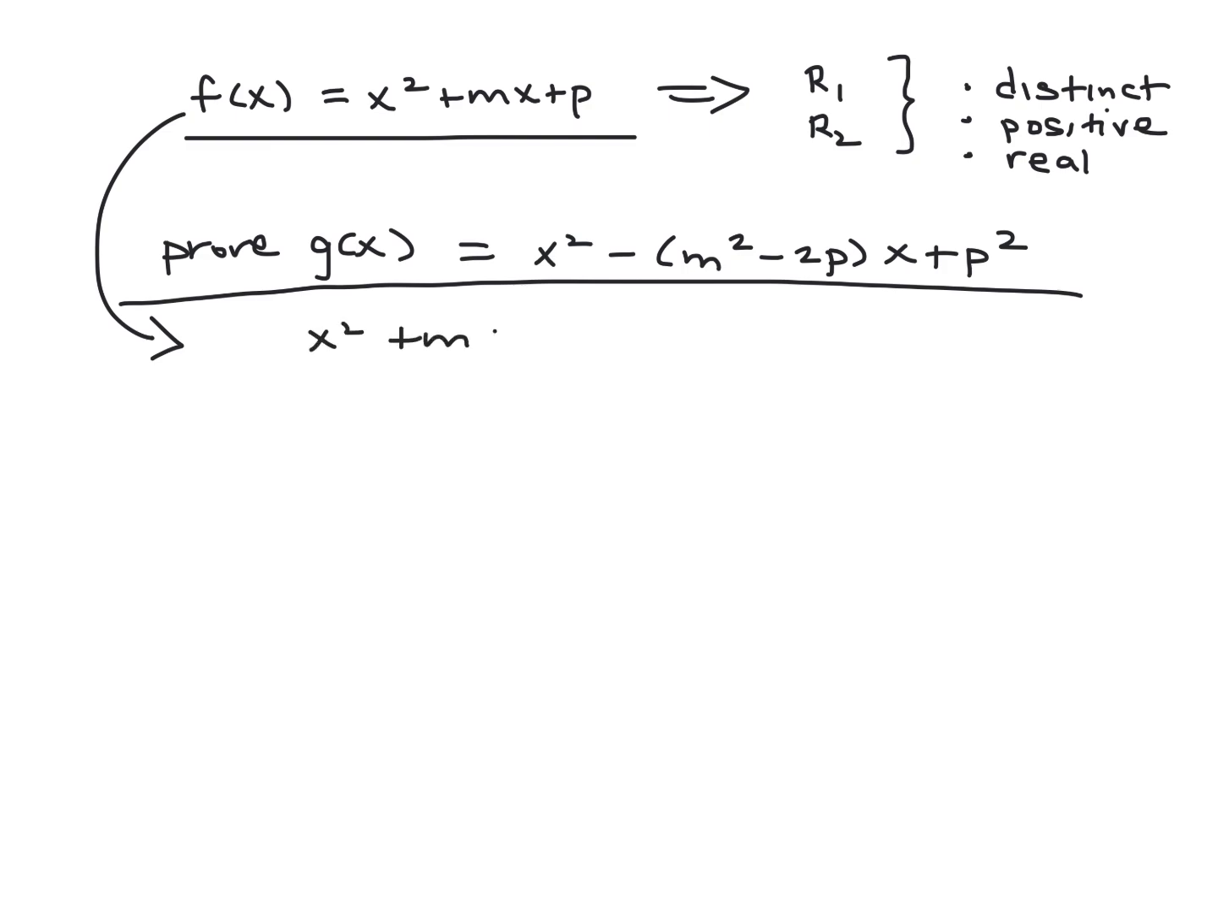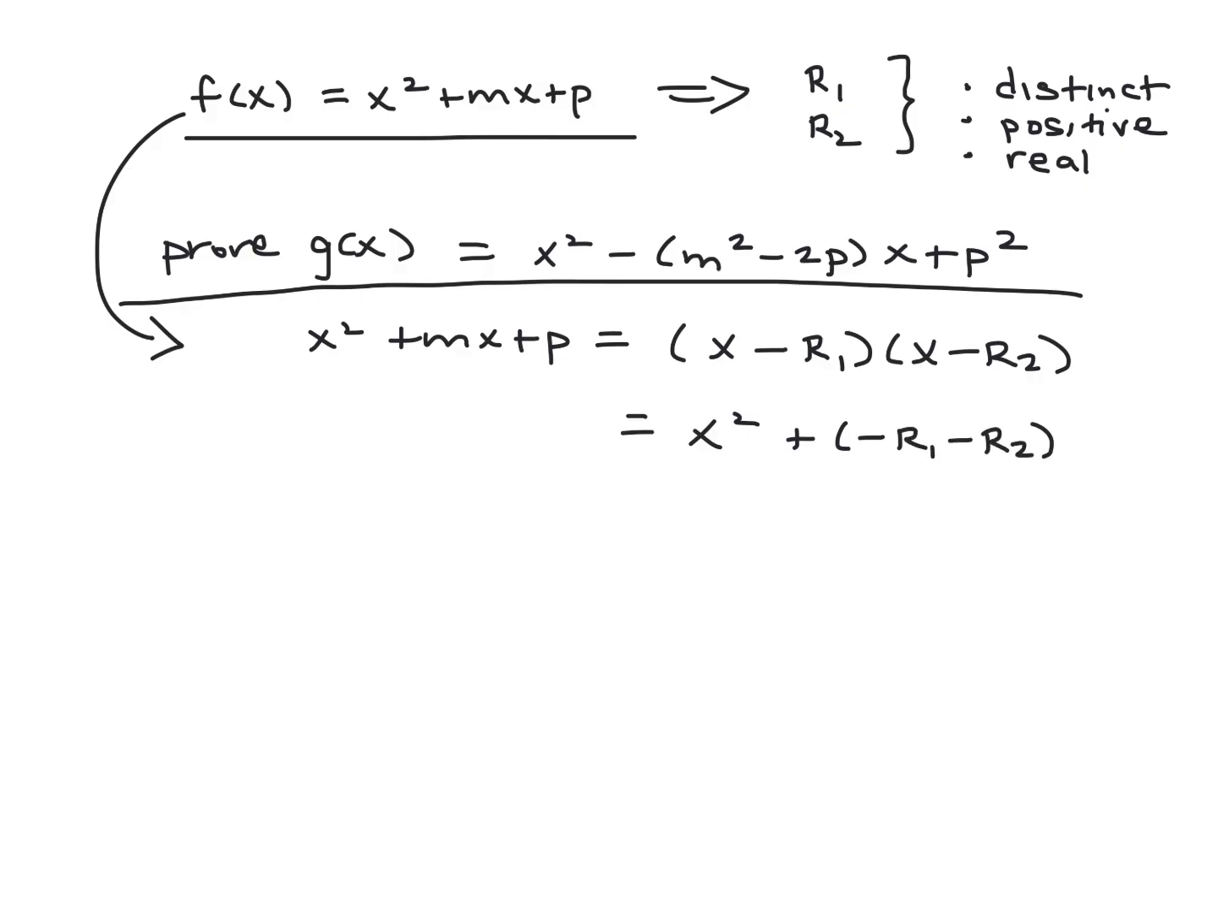x squared plus mx plus p has those roots. So it's very similar to the previous question. Another way of writing it is x minus its first root, x minus its second root. Correct? And then when you expand this all out and collect like terms, you get x squared plus minus r1 minus r2 x plus r1 r2. And this is x squared plus mx plus p. So that basically means if you match the coefficients, m is equal to minus r1 minus r2, and p is equal to r1 times r2.